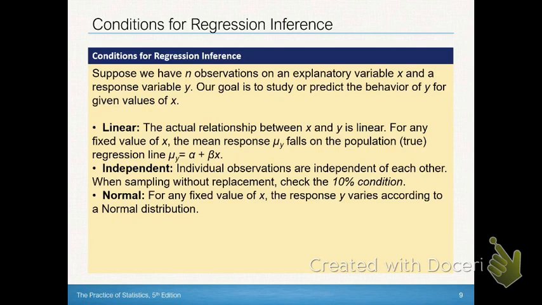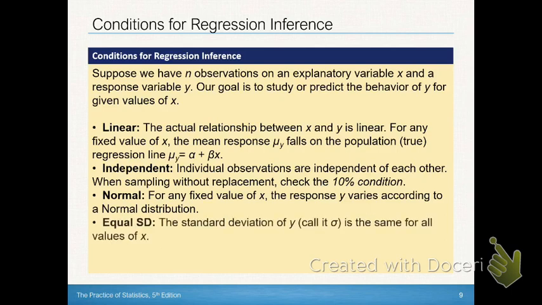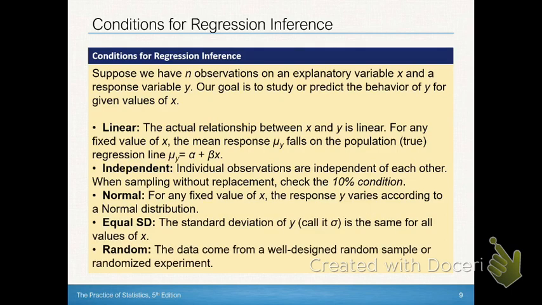We also want to make sure that our x values and y values have a normal distribution. For any given x, we want the y values to have a normal distribution. We also want to check that the standard deviation in our y values are equal for every single possible value of x. And we want to make sure that we've either done a random sample if we're doing a study or observational, and we want to make sure it's randomized if it's an experiment with random assignment.